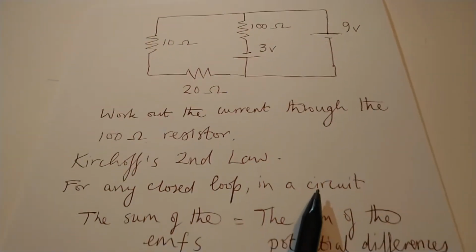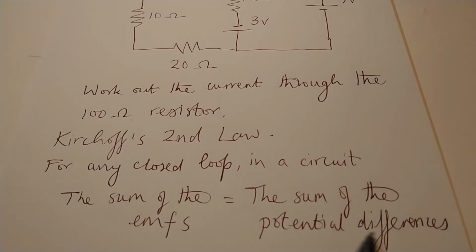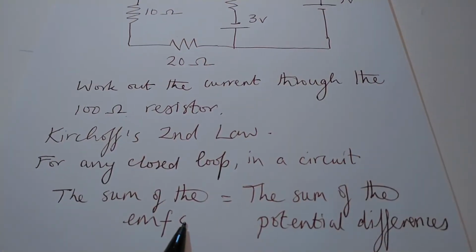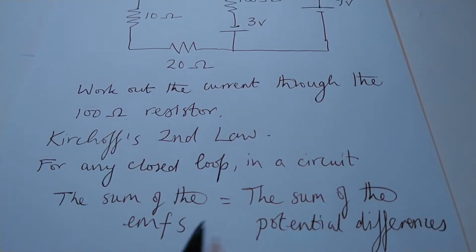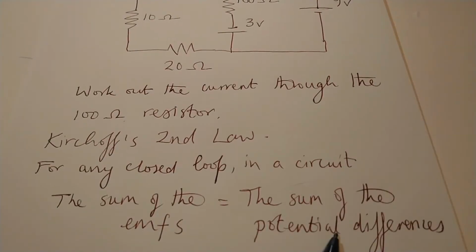a circuit, the sum of the EMFs is equal to the sum of the potential differences. Now, if you prefer, it's often easier to think of this as the sum of voltages supplied must be equal to the sum of the voltages that we actually get out.